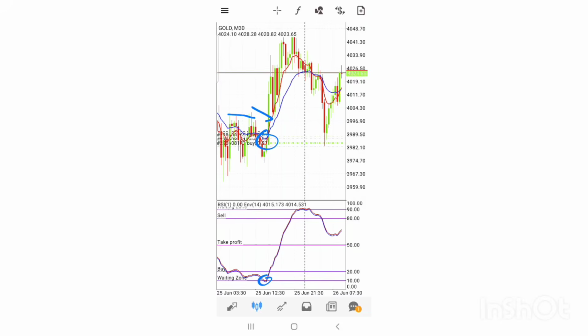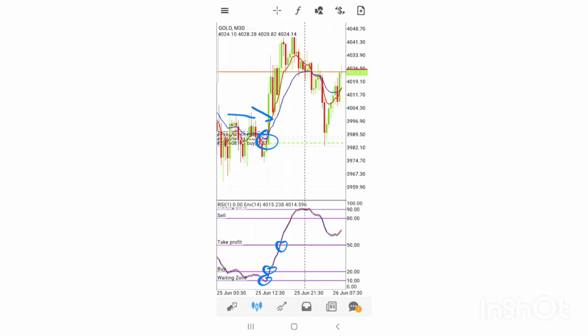When the envelope is still in the waiting zone, do not buy yet. You must wait. Wait until the envelope breaks level 20. Once the envelope breaks level 20, which is buy, that is now the moment the indicator is telling you to buy. Guys, there you can jump in the market. And you can take your profit when the price reaches level 50.